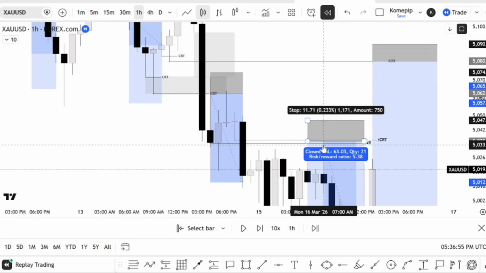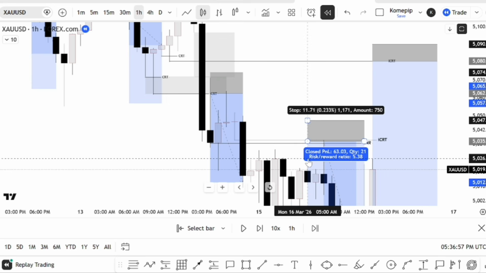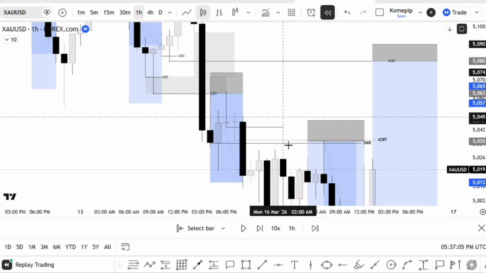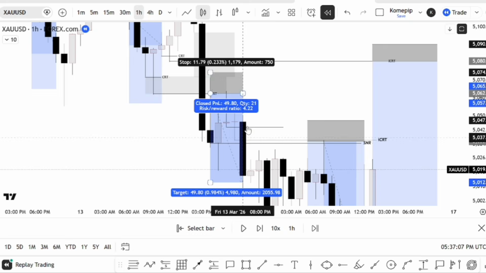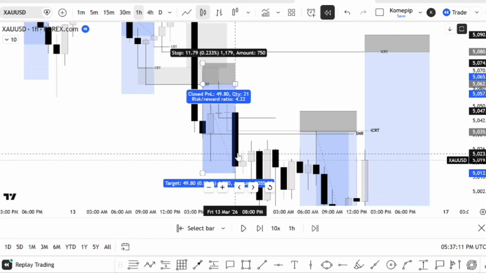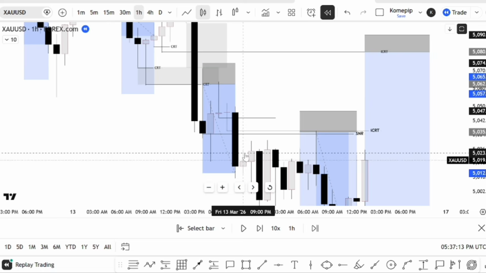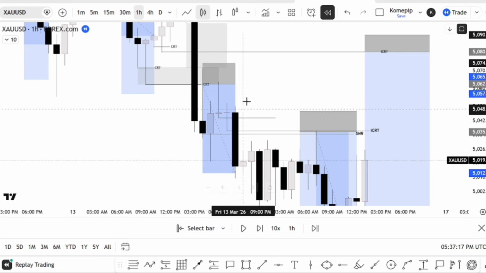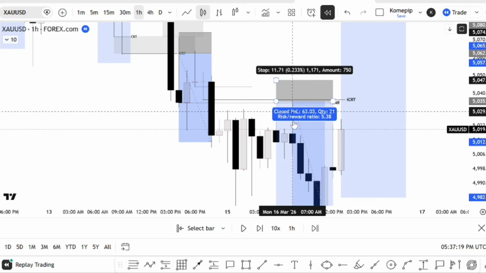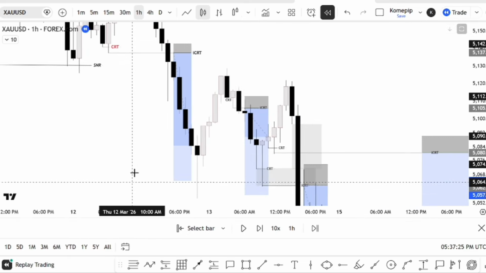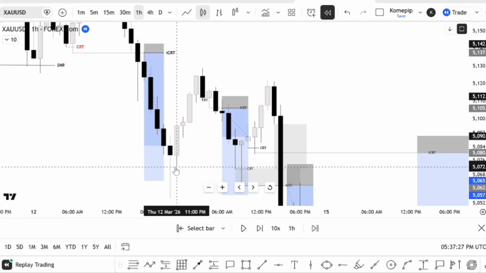You see how precisely price tapped the iCRT and pushed away. Why? Because we had a CRT here. Take note of that. We had a CRT here. We have an iCRT here. Price breaks it. What does that tell us? It tells us that price is willing to go to the downside, that the buyers are a bit weak, so price wants to pull down. That's exactly what happened, and price went to the downside. You see, if you understand this simple logic, you are going to increase your win rate.